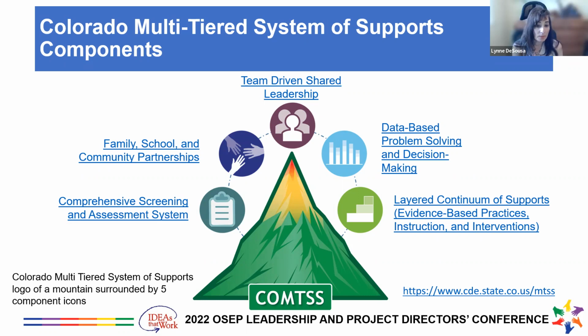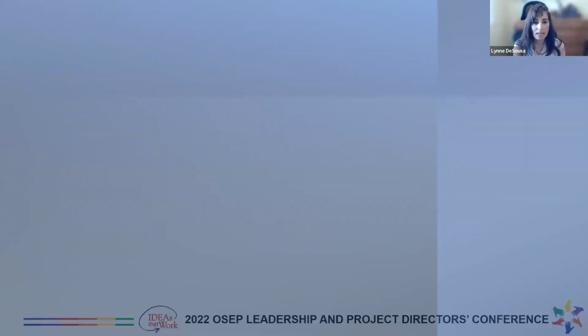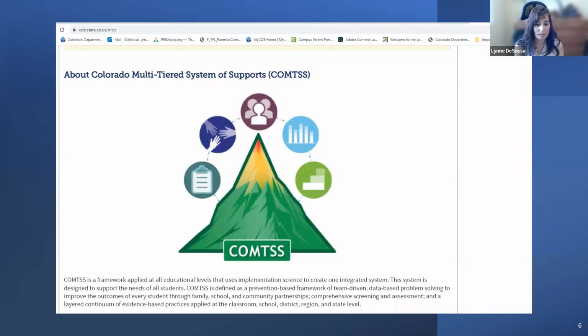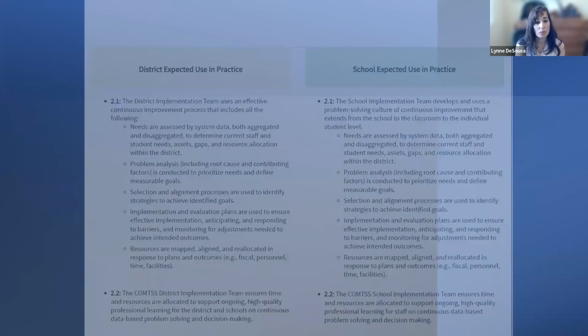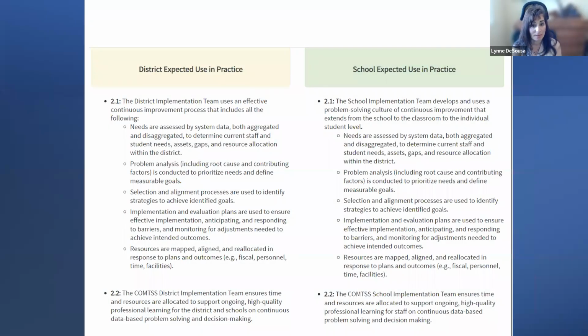I want to show you a little bit how you can find those practice profiles. If you click on the bottom link or go to cde.state.co.us/MTSS, it will take you to a screen that looks like this. And if you scroll to the bottom of the screen, you will see all 5 of our components. By clicking on any one of these components, it will take you directly to those practice profiles. And if you scroll down even further, you will see the regional level practice profile.